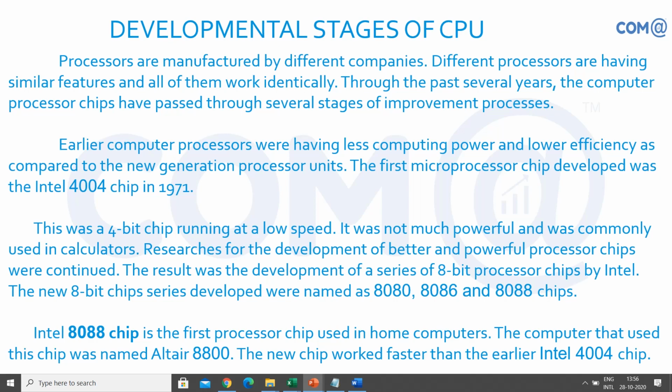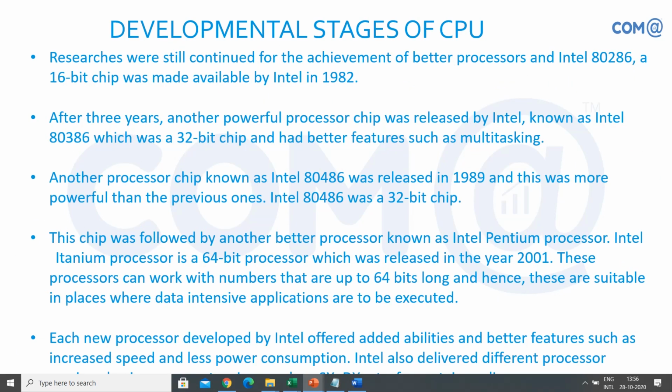The 8088 chip is the first processor chip used in home computers. This is very old information, so we may not find it in the current status. So, moving on to the next slide.